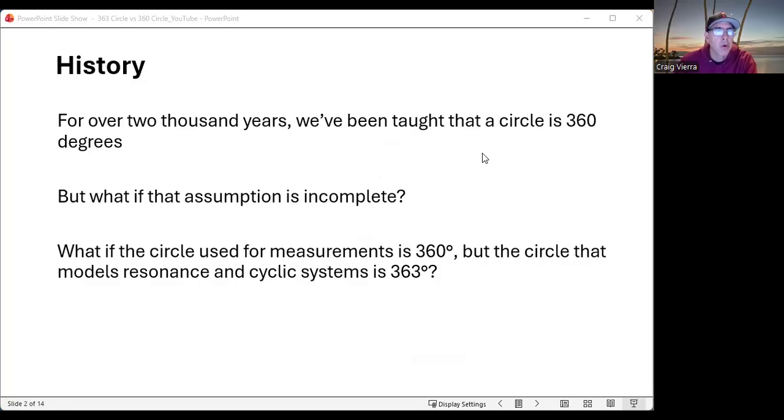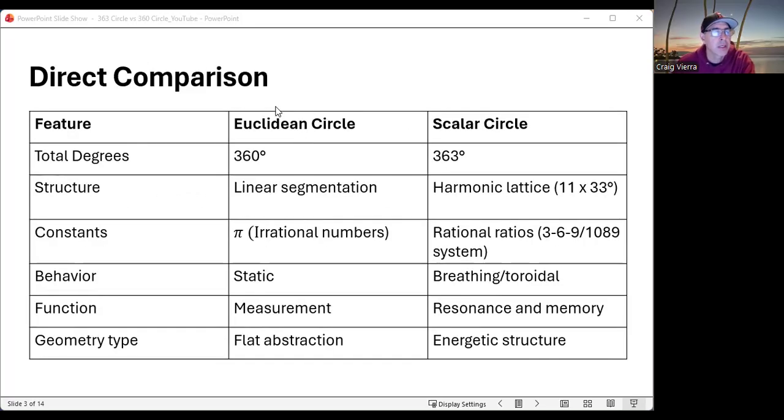So for at least 2,000 years, we've been taught that the circle is 360 degrees. But what if that assumption is incomplete? What if the circle used for measurements is 360 degrees, but the circle that actually models resonance and cyclic systems is 363 degrees? So let's try to look at the comparison.